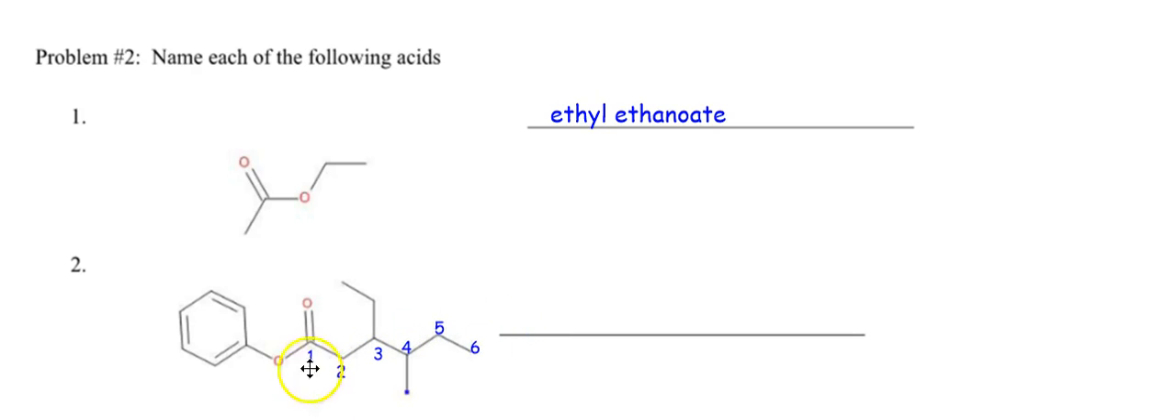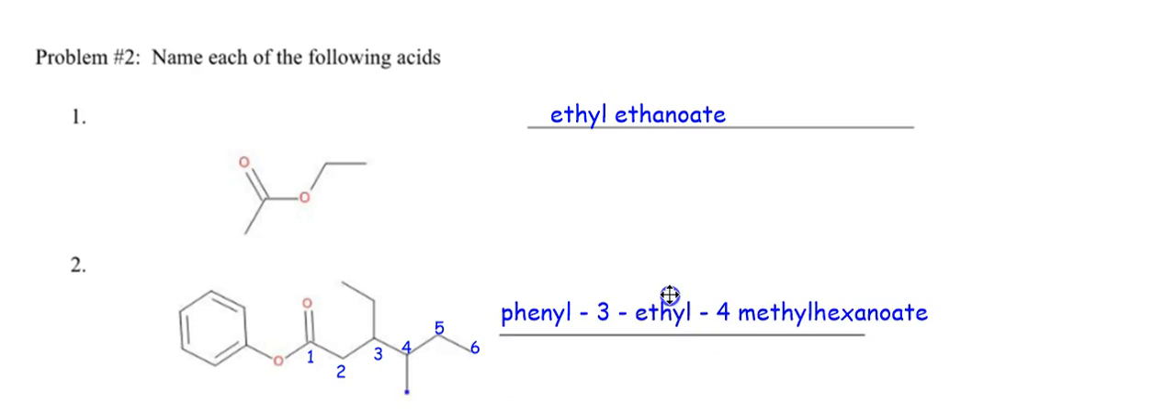That's my longest chain. That includes the C double bond O. So it's going to be a hexanoate. Okay. So I have a phenyl here. Now I have a branch on 3 and a branch on 4. So how many carbons are on 3? I have 2 carbons, so it's your ethyl. How many carbons are here? Just 1, so it's a methyl. So my ethyl comes first. So I have a phenyl, all right?